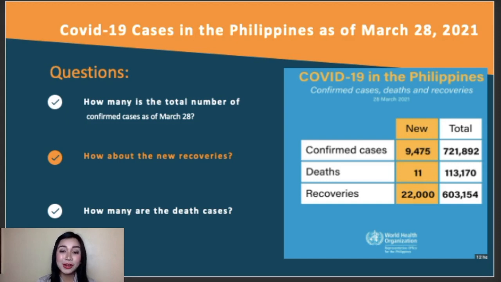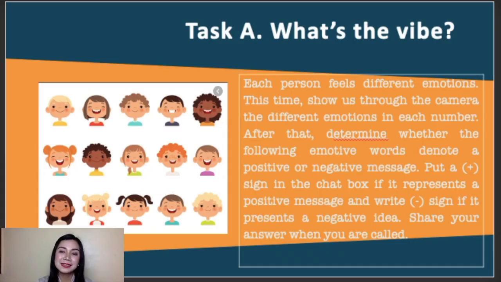Influences may come in different forms, and thus, how we interpret the information and what we do with it can make a big difference in how we conduct our daily lives. At this point, let us have our game. The title of our game is What's the Vibe? Each person feels different emotions.